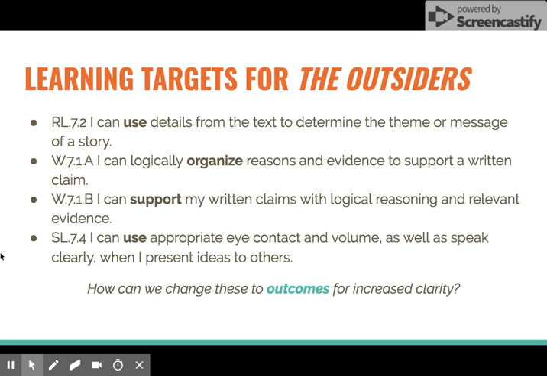Let's start off by just looking at all the verbs in our learning targets, because these are the ones we have posted on our whiteboards, right? But students still don't really know what we're expecting them to do with the skill by the end of a given unit. So for example, I can use details from the text to determine the theme or message of the story. So does that mean that if they use a detail, they have mastery? Or this one, I can logically organize reasons and evidence to support a written claim. I can support, I can use. We want to maybe take a look at our verbs and improve upon them.